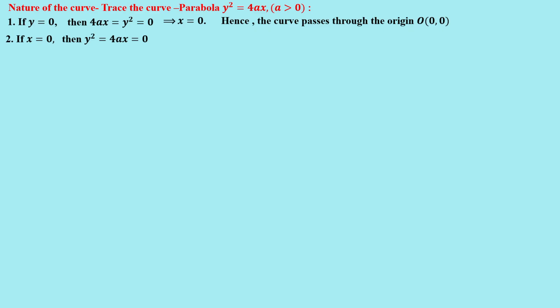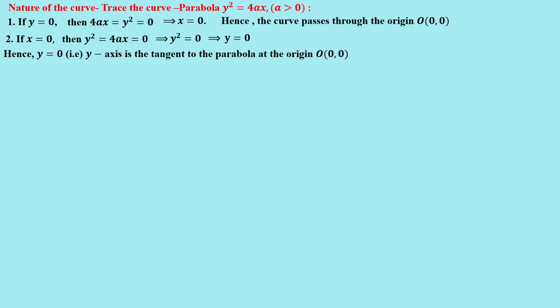If x is equal to 0, then y square is equal to 0, that is y is equal to 0. Hence x equal to 0, that is the y-axis, is the tangent to the parabola at the origin (0, 0).